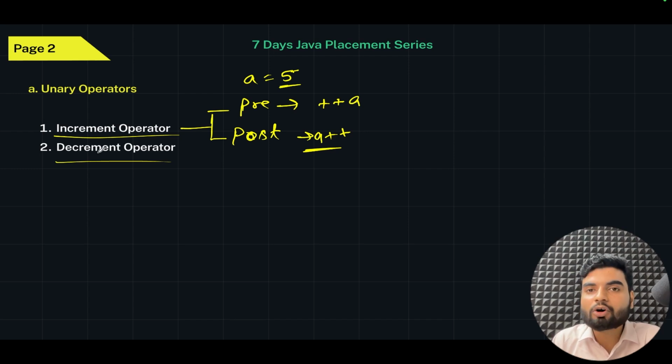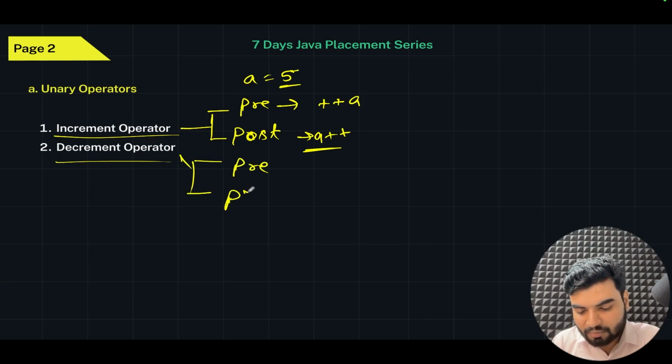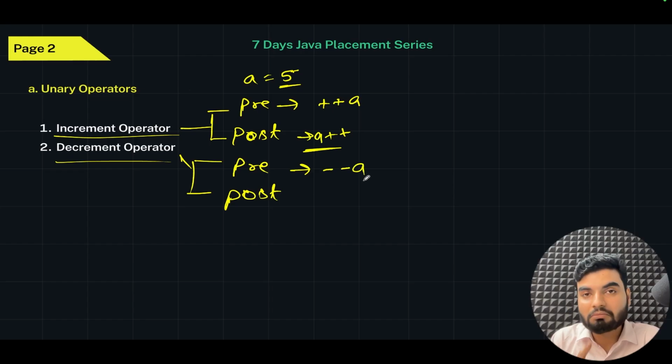Now here, the decrement operator. So how will we do a decrement? In the decrement operator also, you have two categories, same as that. Here you will have pre and post. Pre decrement or post decrement, same meaning, nothing different. Pre basically means first do the decrement, then utilize it, like minus minus a, subtract by 1 only. Again, post means first utilize, then subtract. So this will be a minus minus.